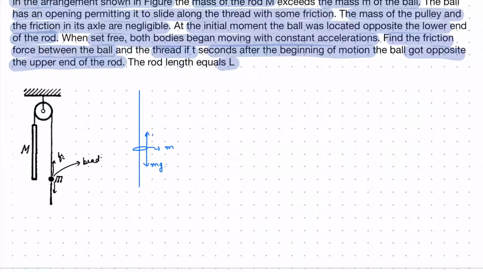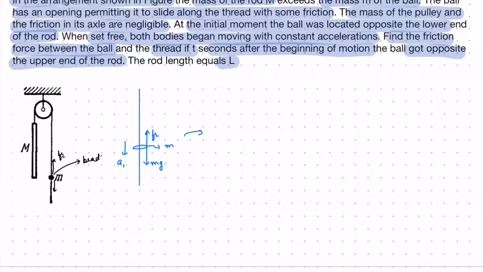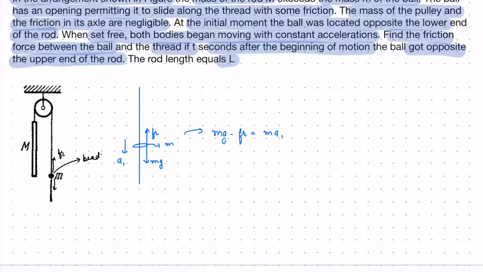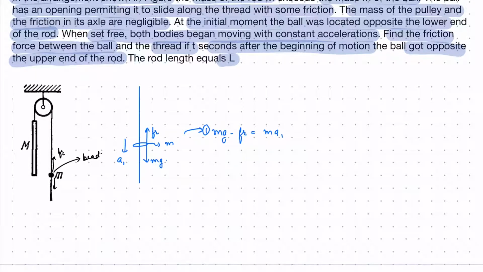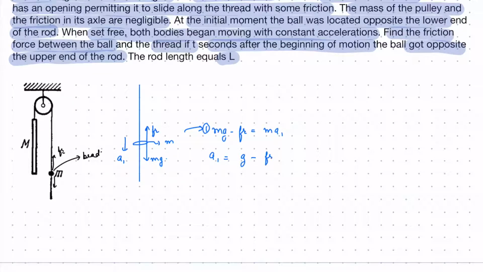This goes down with mg downward. Friction Fr tries to oppose it so that it goes down with an acceleration a1, so that on this bead mg minus Fr is equal to m a1. This becomes my equation number 1. Or a1 over here becomes g minus Fr by small m.